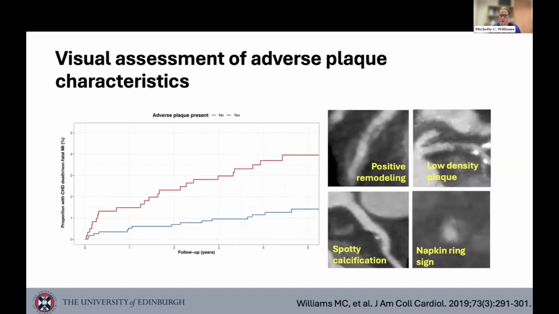In the SCOT-HEART trial, we also showed that having more of these features, particularly positive remodeling and low-density plaque, was a marker of having worse outcomes. But this wasn't independent of overall plaque burden, which I'll come back to.